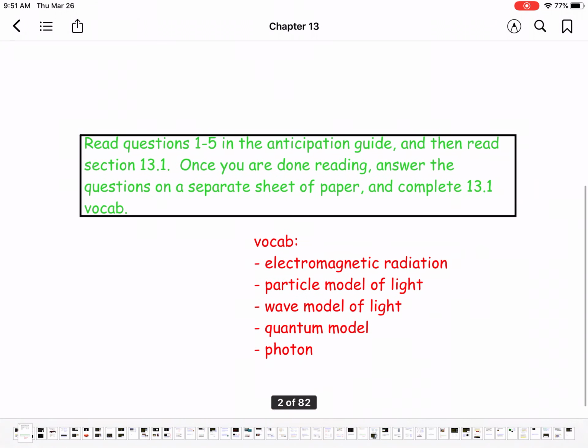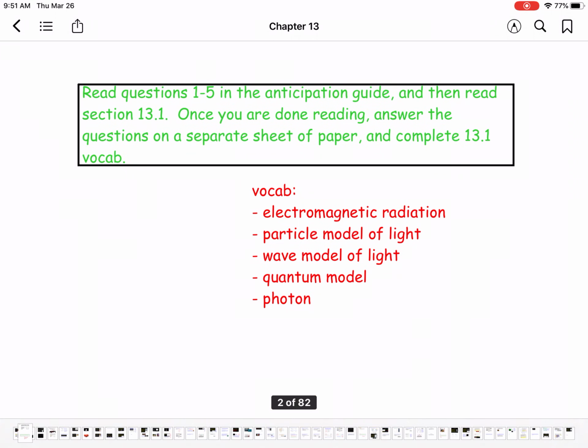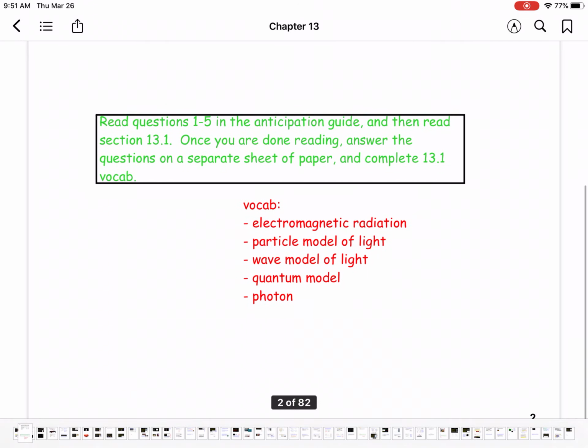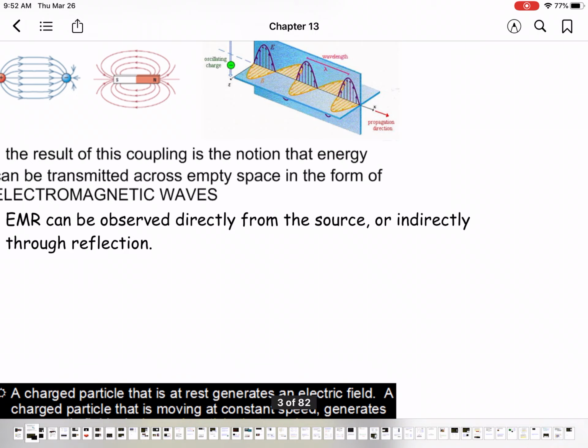So you can do your anticipation guide and then read section 13.1, which I'm reading, and answer the questions on a separate sheet of paper. Make sure you type those out, right? We're typing now so that you can submit those to me. There's a little bit of vocab in there as well.